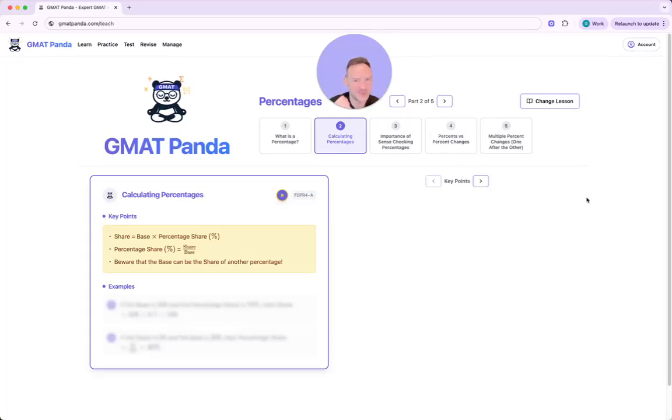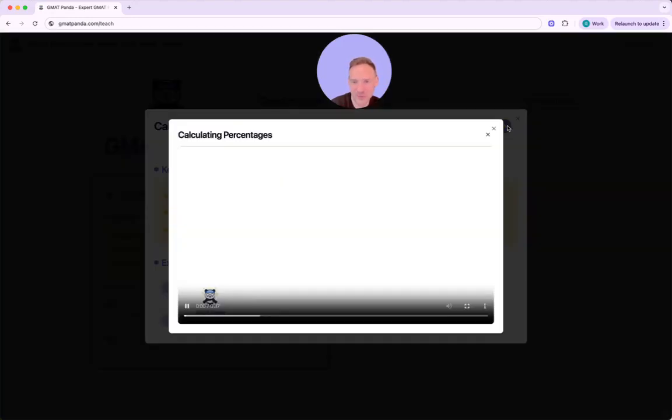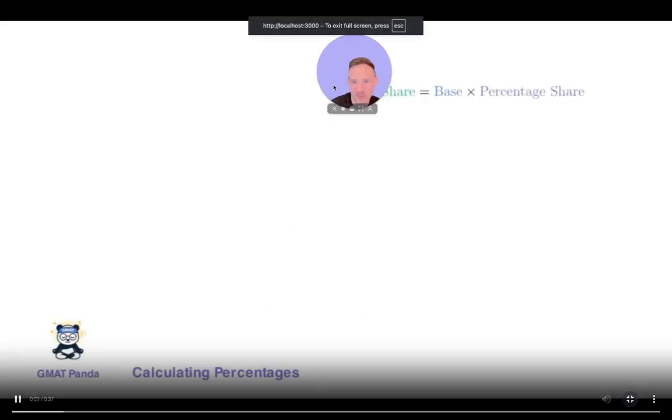Okay, so what happens when the percentage that we're calculating is a percentage of something that's not 1? At GMAT Panda, what we call that thing that we're splitting is the base of the percentage. And percentages tend to be very sneaky in the GMAT for many reasons. One big mistake that people make is that they get confused between the share, the base, and the percentage share. Now, let's see a little video to explain that in a bit more detail.